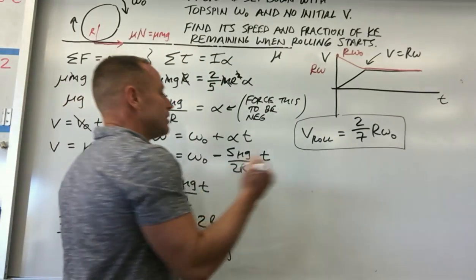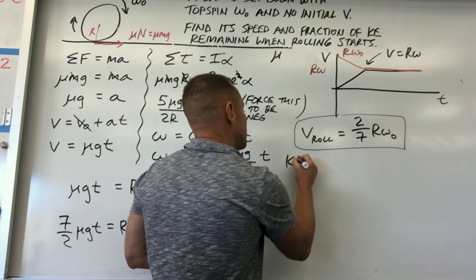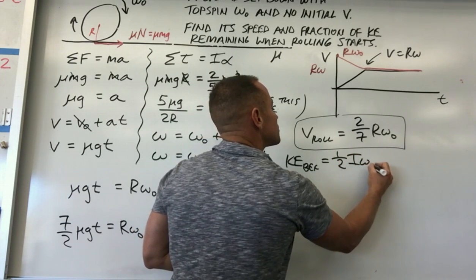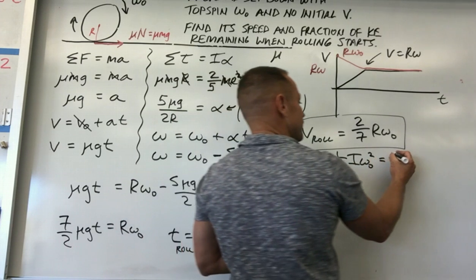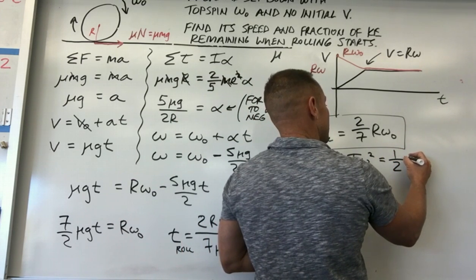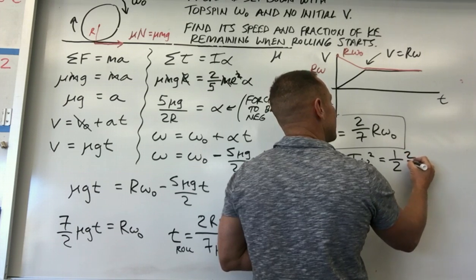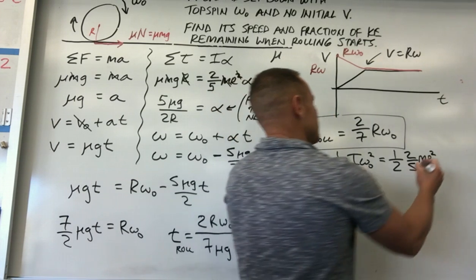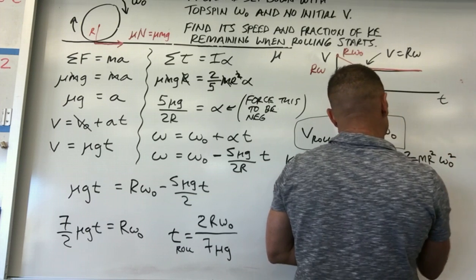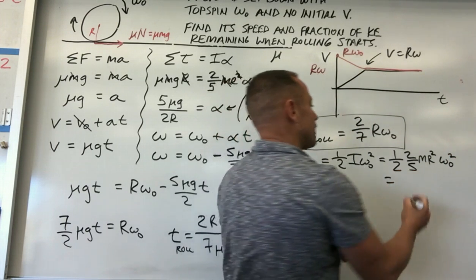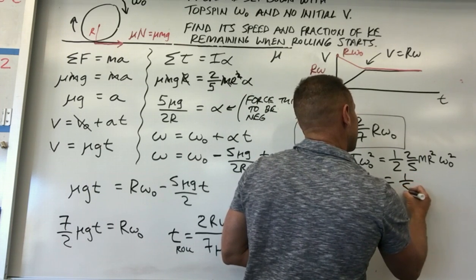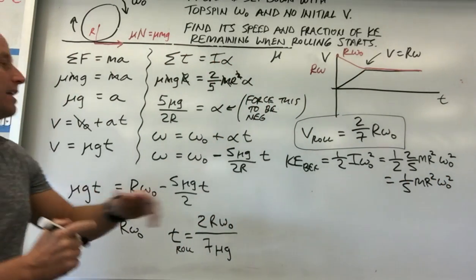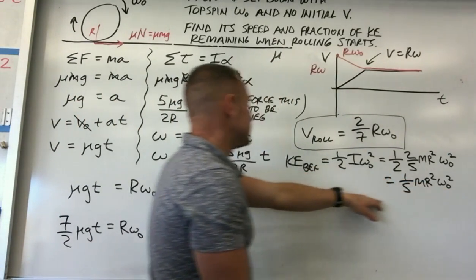So let's just check that. What we need to do is get the KE before and the KE after. KE before is 1/2 I omega initial squared. So we can get an expression for that. That's 1/2 of 2/5 mr squared, and then times omega initial squared. So I can get this expression. What is this? 1/5 mr squared omega initial squared. That's the initial kinetic energy.